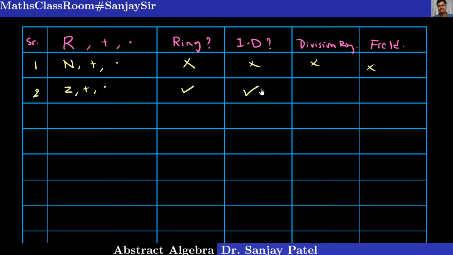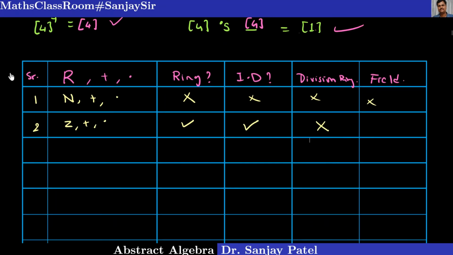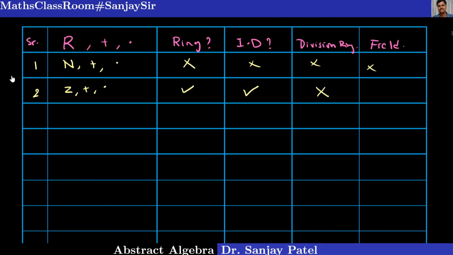So it is an integral domain. It is a ring with unity, and it is a commutative ring and has no zero divisors. And is it a division ring? What is the condition for a division ring? It has a unity element and every non-zero element must have an inverse. But it is not a division ring, because if I take some element, say 2, then 2 inverse does not exist in this ring. So it is not a division ring.